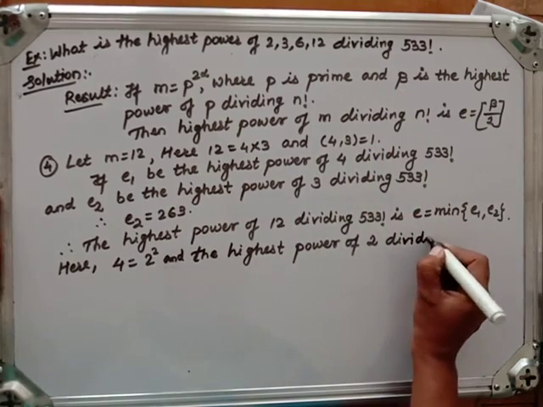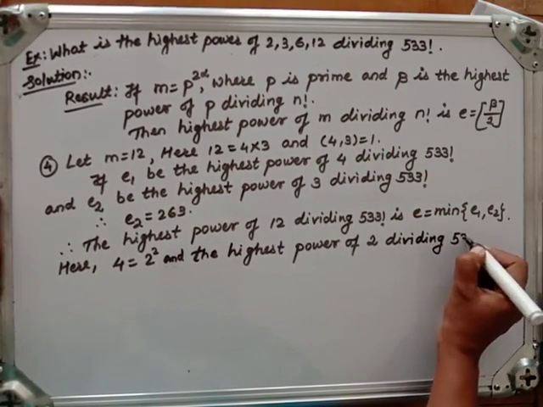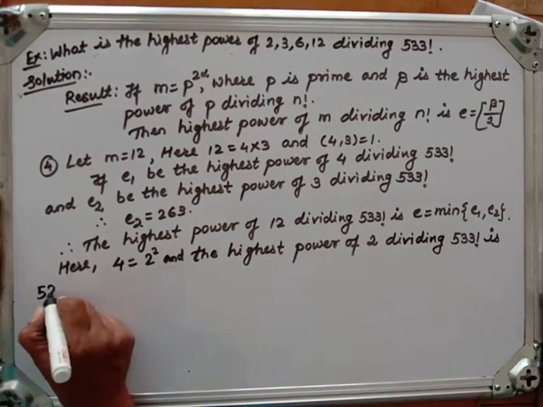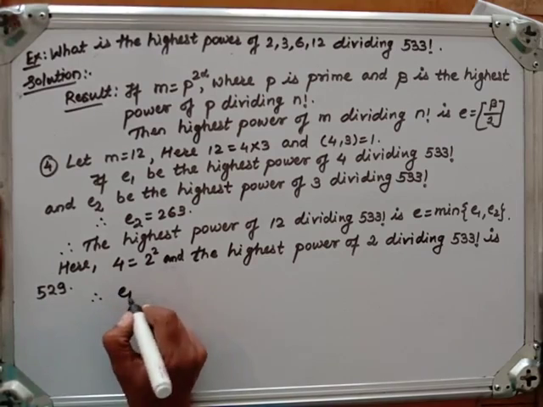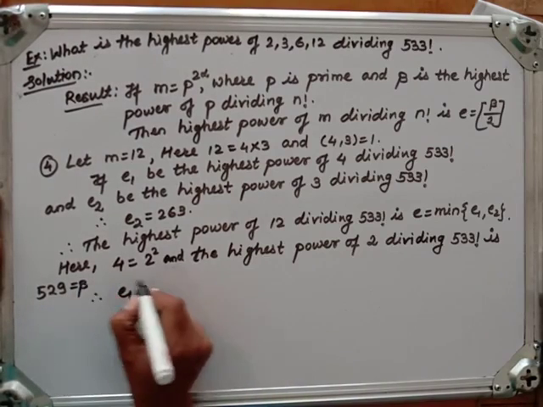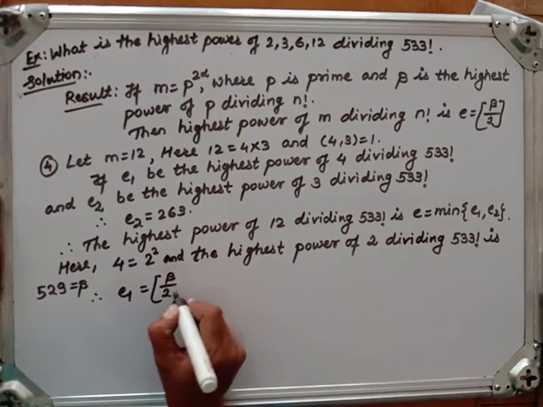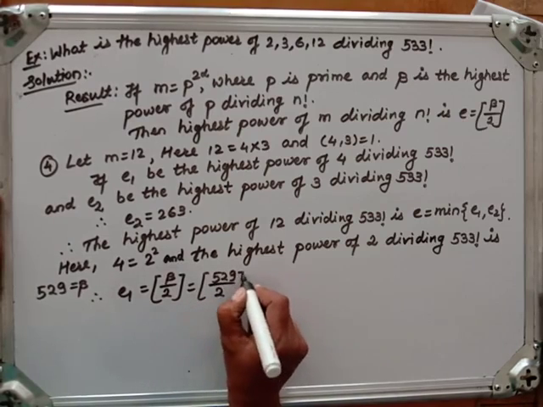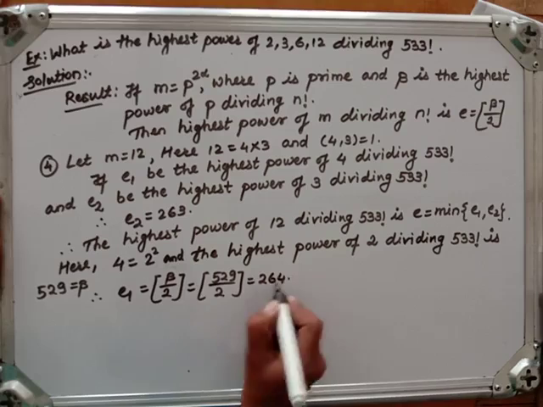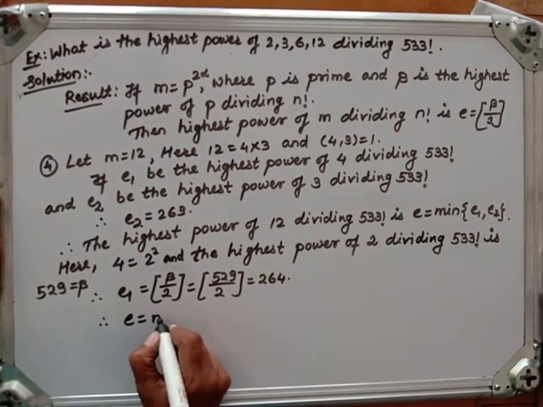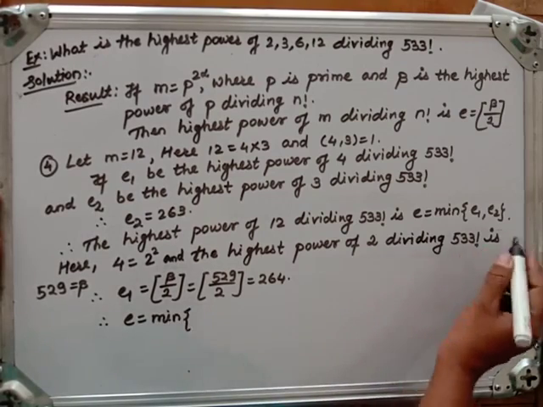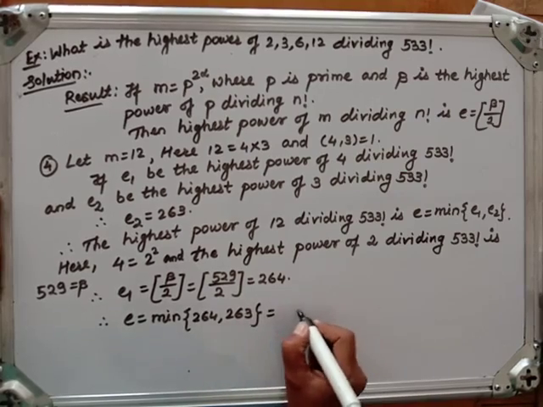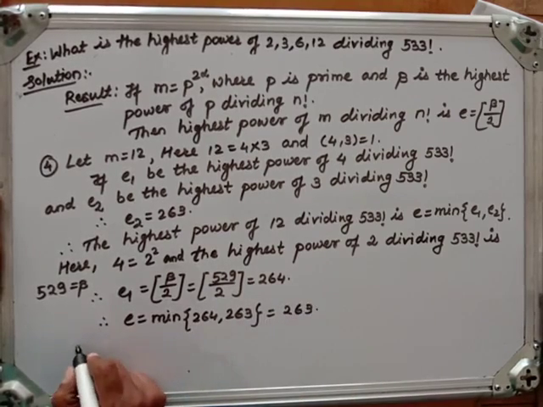The highest power of 2 dividing 533 factorial is 529. Therefore, E1 is equal to, that is our beta here, E1 is equal to beta by 2. That is the greatest integer function of beta by 2. That is 529 upon 2, and that is equal to 264. Therefore, E is equal to minimum of E1, E2, that is 264 and 263. That is 263.